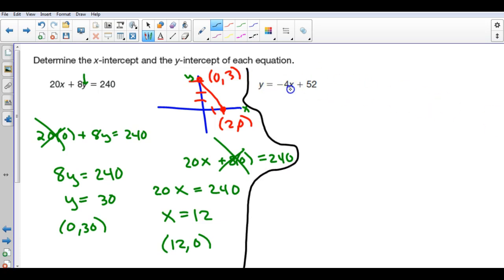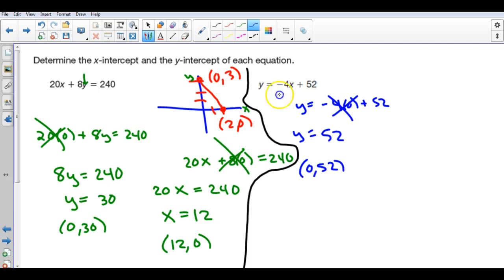I'll show you that if we want to find the y-intercept, what I'm going to do is substitute 0 in for x. And notice the y-intercept is the b value. It's in y equals mx plus b form. Well, y is going to end up being 52 because your x quantity goes away. So that coordinate is 0, 52.